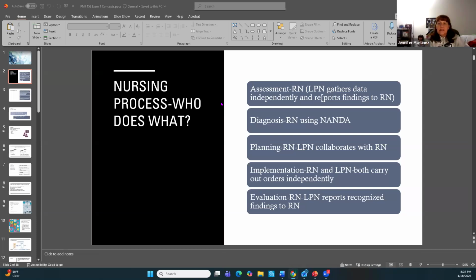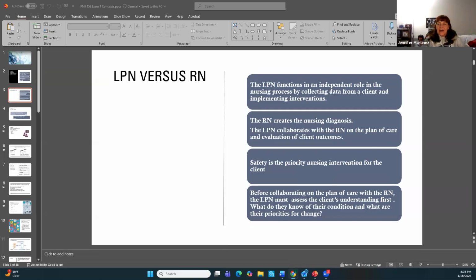So again, the RN does all five steps of the nursing process independently. The LPN can do the data collection and the implementation independently. And then the other three steps, they will collaborate with the RN. So again, the LPN functions in an independent role in the nursing process by collecting data and implementing interventions. The RN creates the nursing diagnoses. The LPN collaborates with the RN on the plan of care and evaluation of client outcomes.